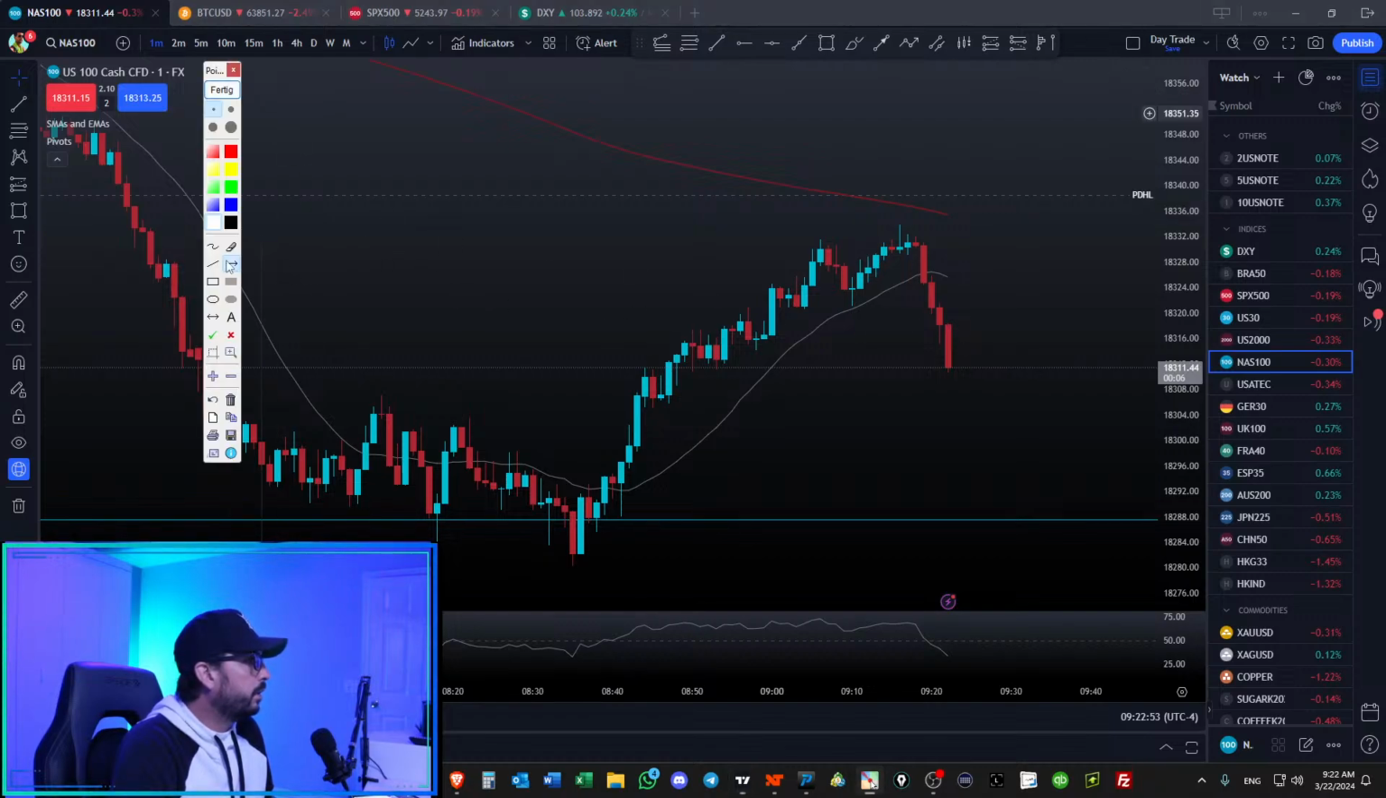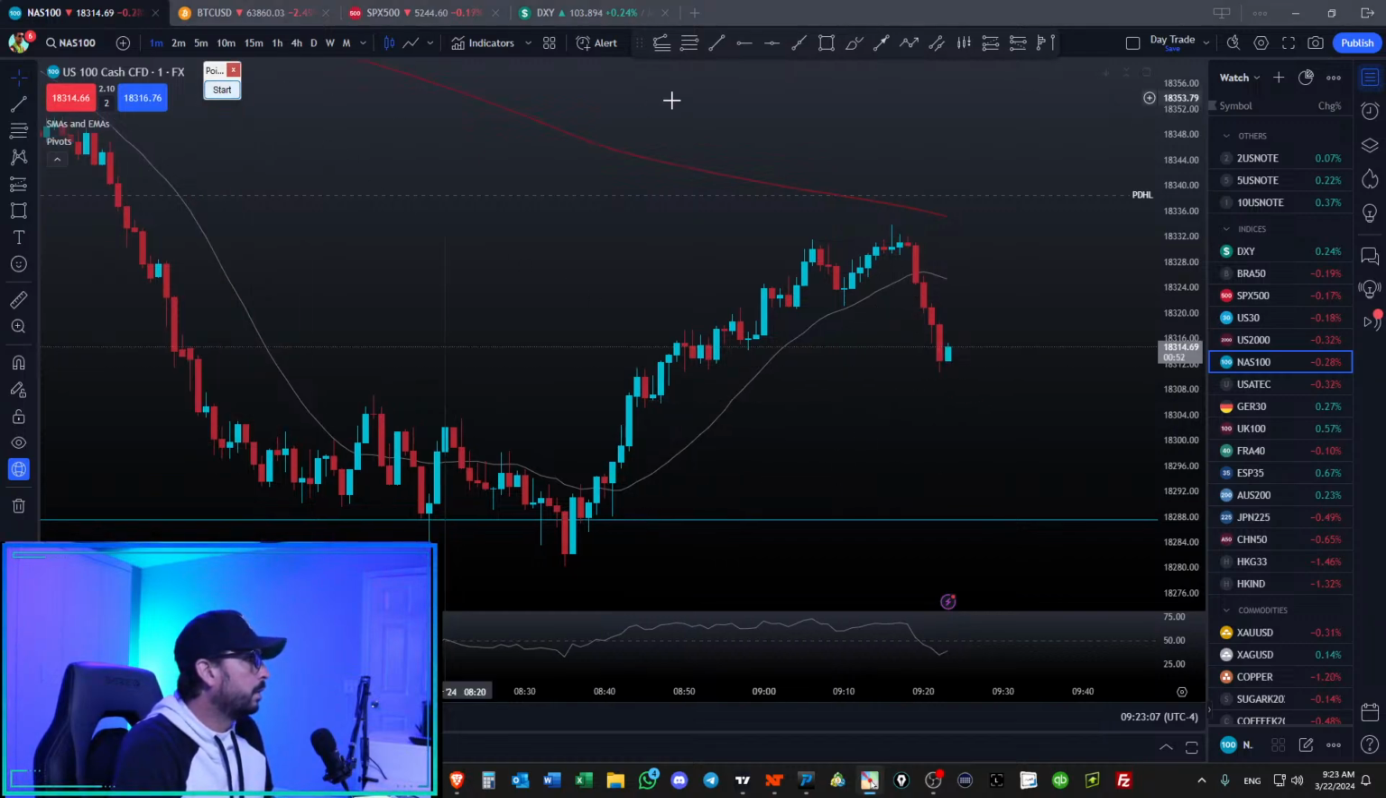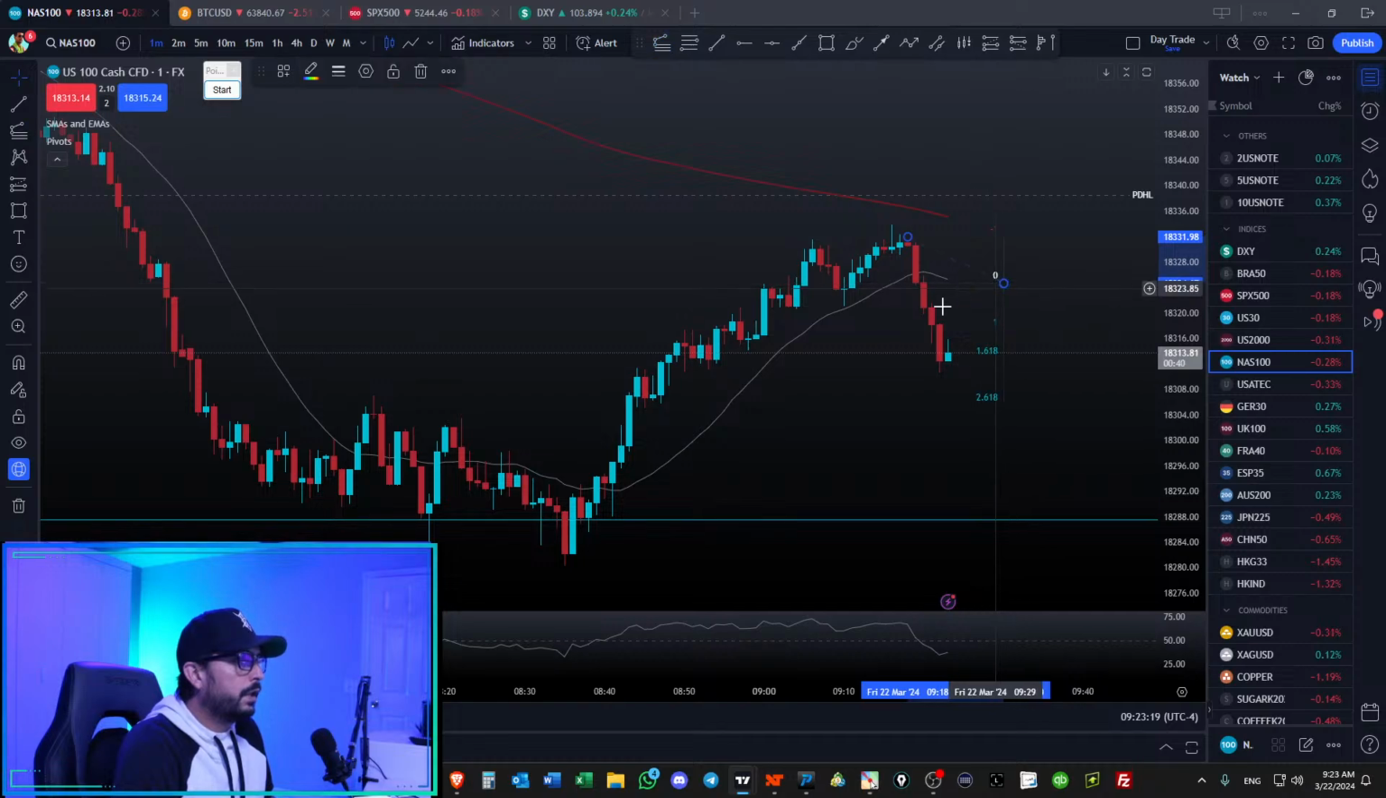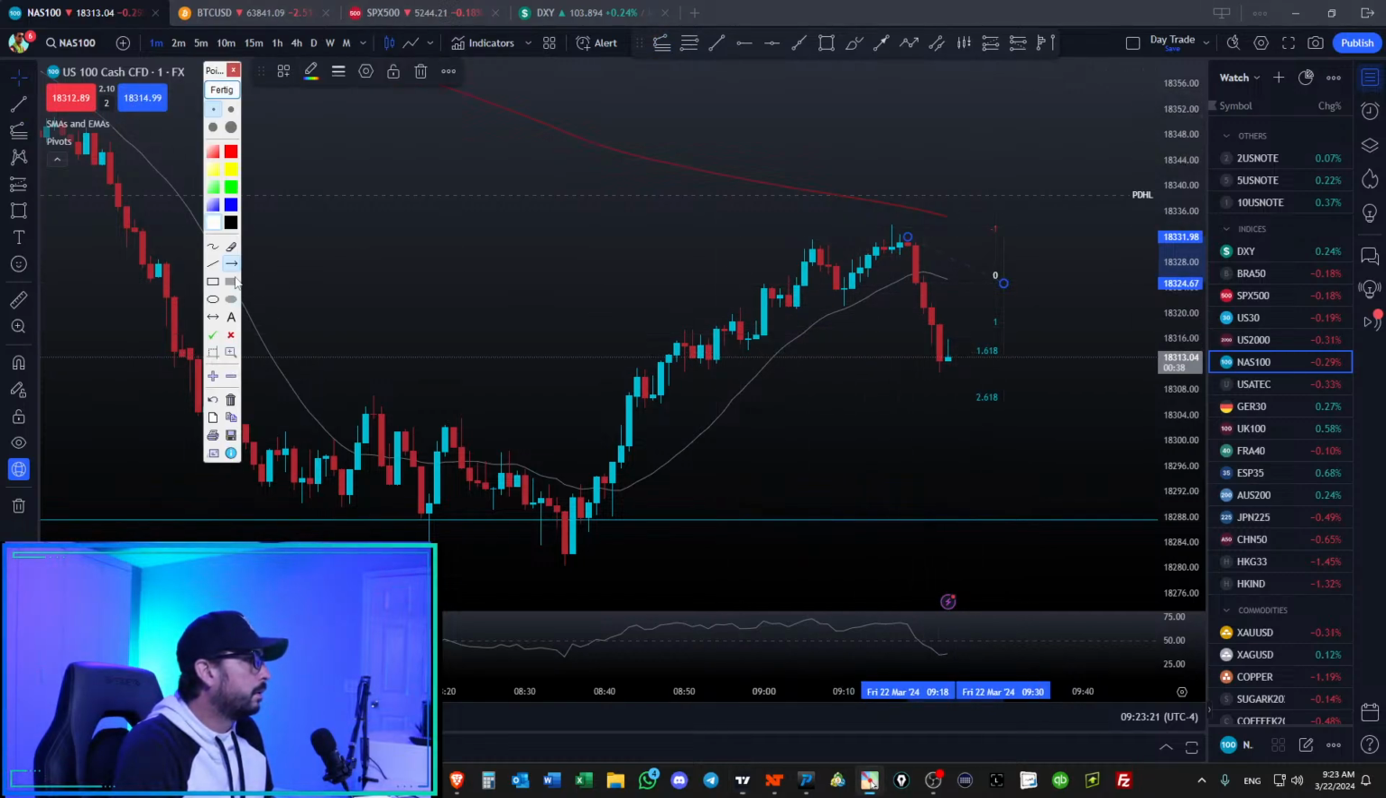Right here, we could have a little entry. Entry, stop. You already made 1 to 1, you put it on break even. Target 1, target 2. I like to use this little tool here. See, entry right there. Target 1, target 2, get out, wait for the next move.